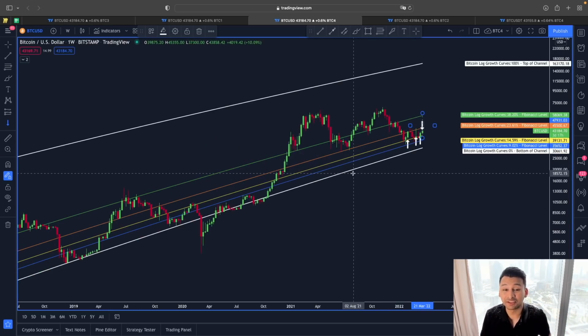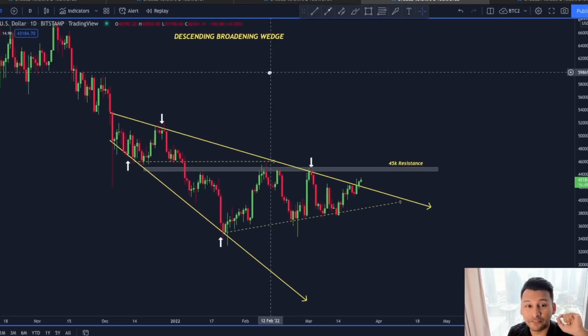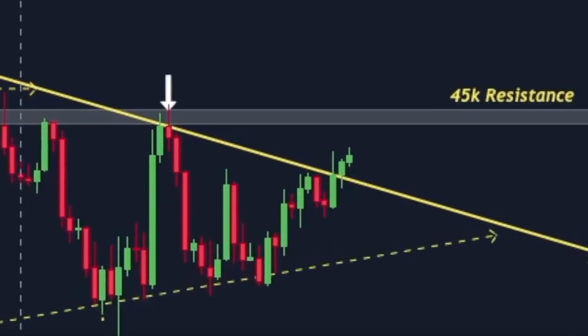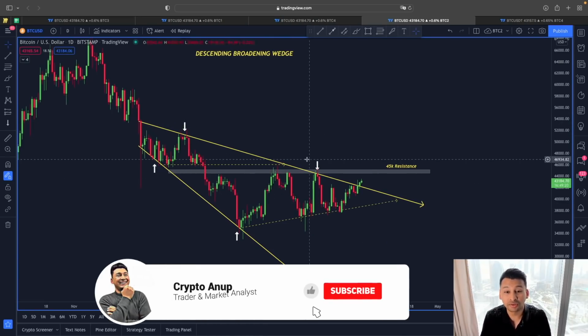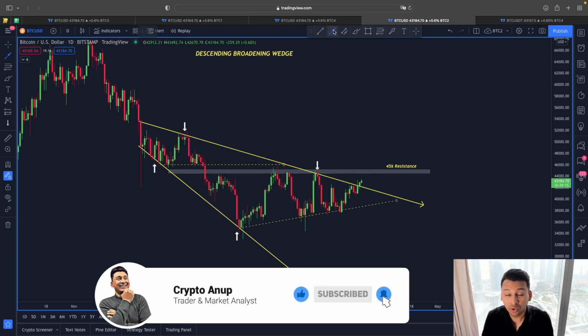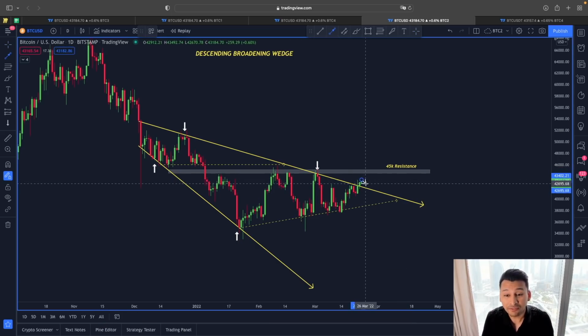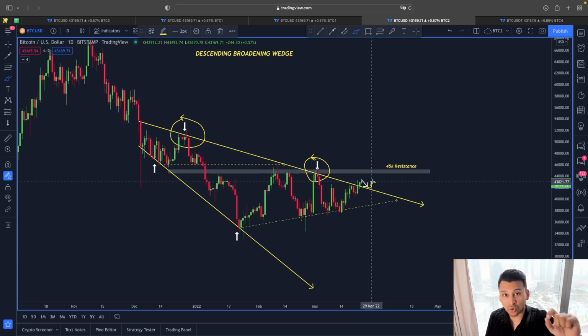And beside this, guys, what I also want to show in today's video is this descending broadening wedge, because we have finally broken out of this resistance line. This upper line resistance from the descending broadening wedge has always been a strong line of resistance, and now since we are above it, what am I expecting? Even if we are going to see any sort of a retracement here, the same line which previously acted as a strong resistance around this 42,000 is going to be one strong support for Bitcoin.